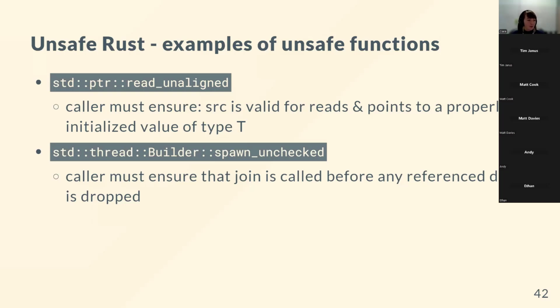There's also spawn_unchecked, which means you can use reference data that isn't static, and you might need to do that for some reason because you know that data is going to live long enough. And I imagine this probably existed before scoped threads existed as well. But it's another example where you're saying, look, I'm going to ensure that any references that I'm using within this thread are going to be alive for the duration of the thread. I'm going to make sure that I join on the thread before these references go out of scope.